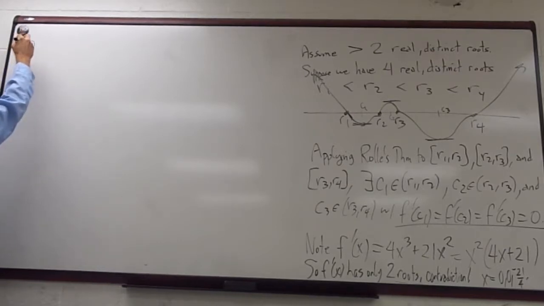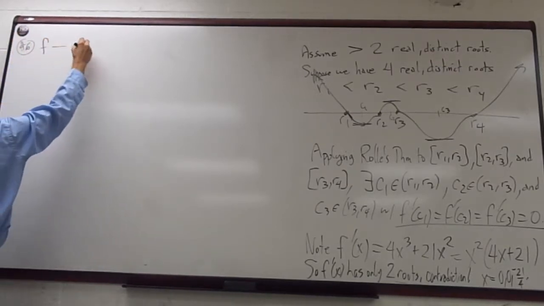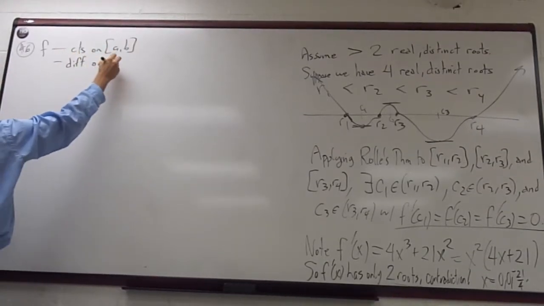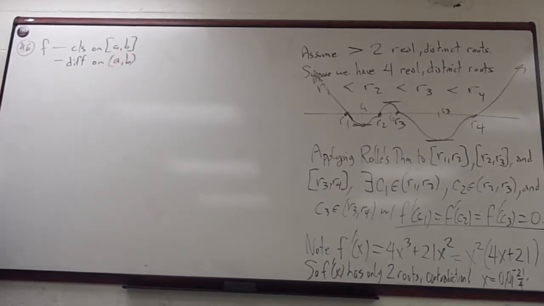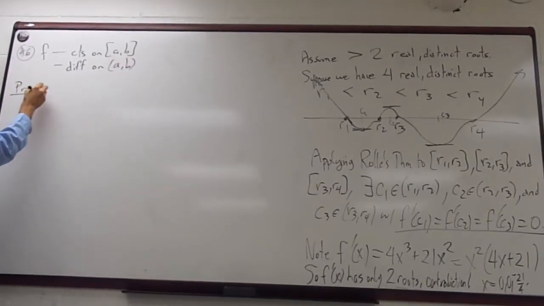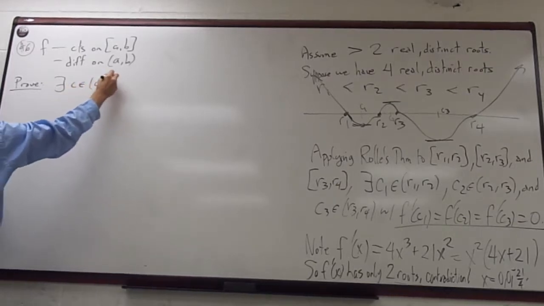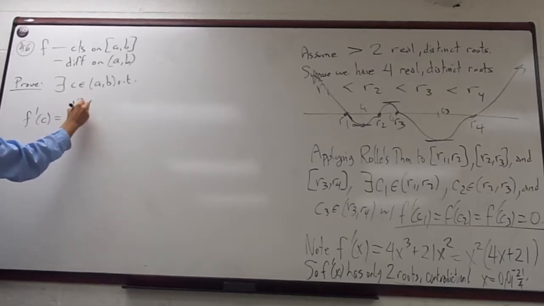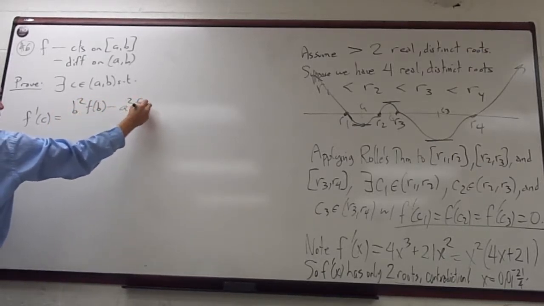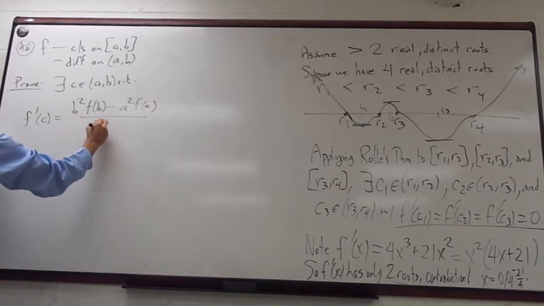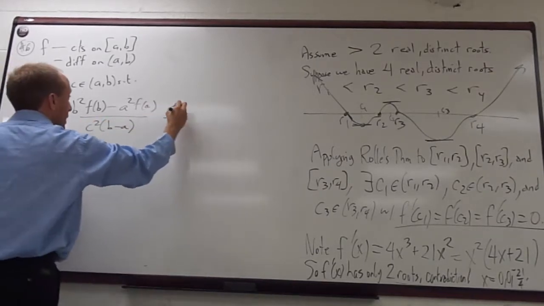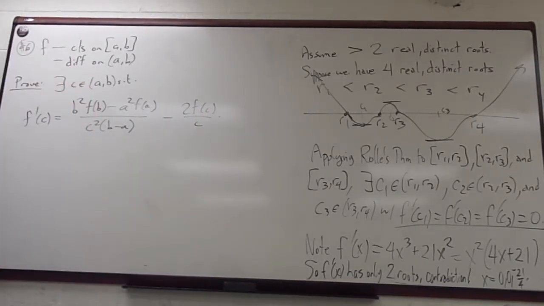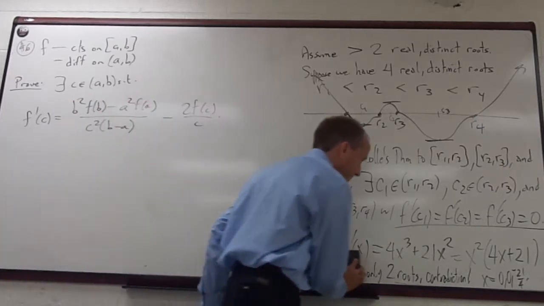Number 6 says, suppose f is continuous on closed interval [a, b] and differentiable on open interval (a, b). Prove there exists a c in the open interval (a, b) such that f prime of c is equal to b squared f of b minus a squared f of a all over c squared times the quantity b minus a, minus 2f of c over c. Okay?